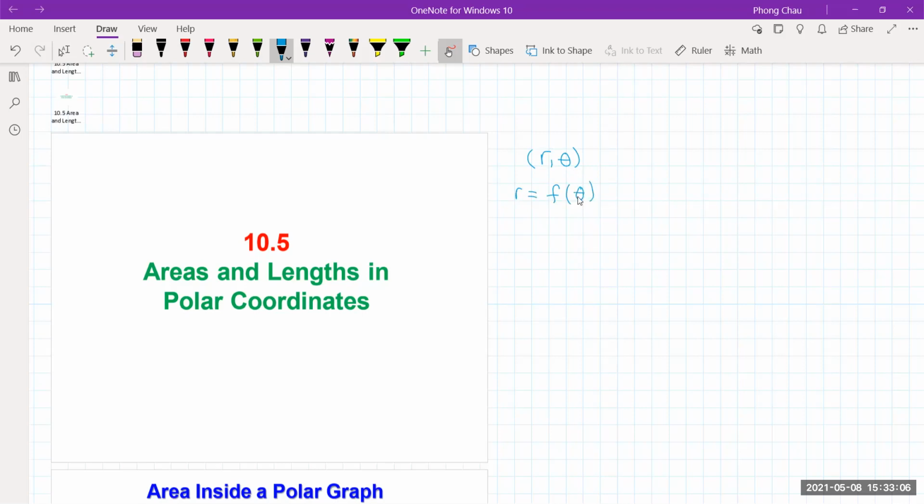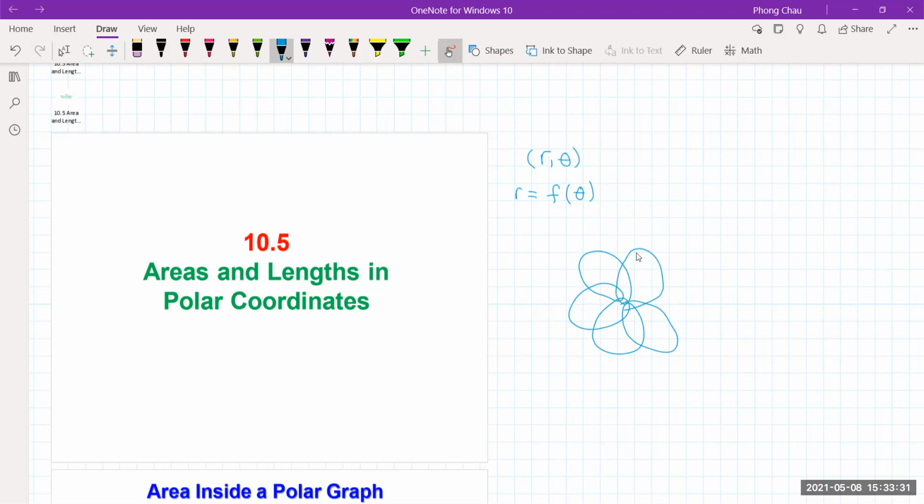So when you graph the polar equation, we usually have a very fancy graph, right? So it kind of looks something like this. Pretty cool. Now, in this section, we will learn how to find the area inside the polar graphs.